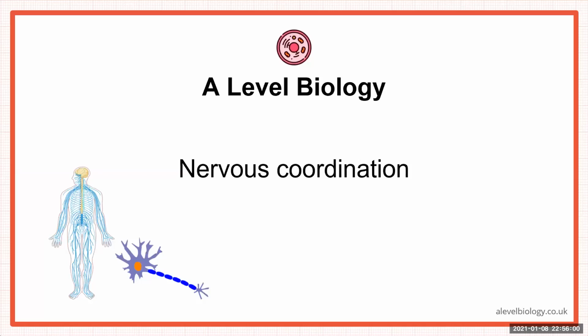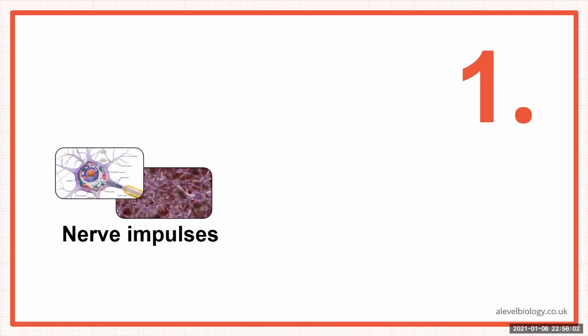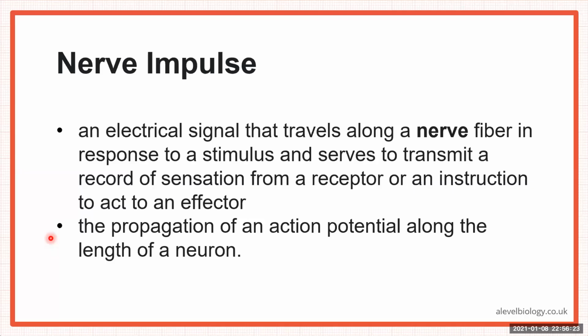All right then, so let's start with nervous coordination. We are going to first discuss what actually a nerve impulse is. By definition, a nerve impulse is an electrical signal that travels along a nerve fiber in response to a stimulus and serves to transmit a record of sensation from a receptor or an instruction to act to an effector. So this is the medical definition of a nerve impulse.